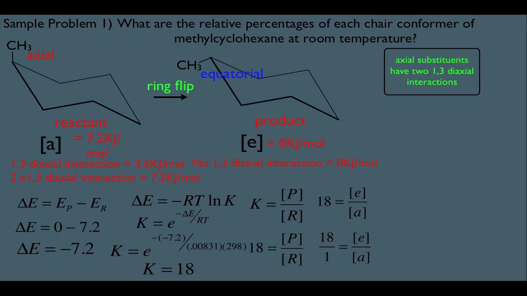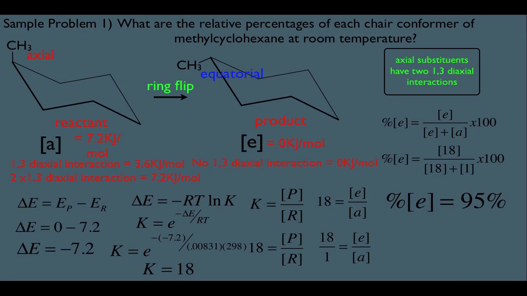This helps us answer our question, as long as we use one more equation here, this one. This one says the percent of molecules that are a certain conformation, in this case E, is equal to the amount of E's over the amount of E's plus A times 100. So let's plug into this now. Remember, we said the amount of E is 18, the amount of A is 1, so we get 18 over 18 plus 1 times 100. Solving this for percent E, we end up with this. The percent of molecules with the methyl equatorial would be 95%, and the percent that have the methyl axial would be 5%. This is the answer to the question.